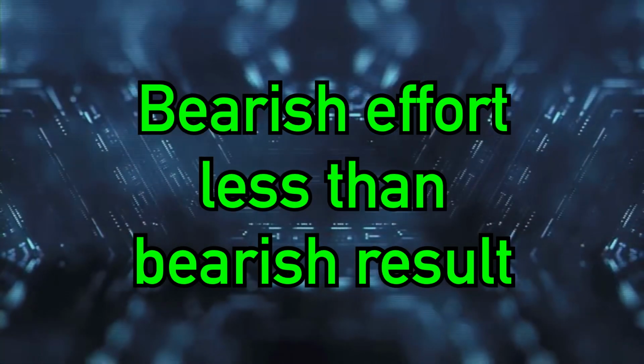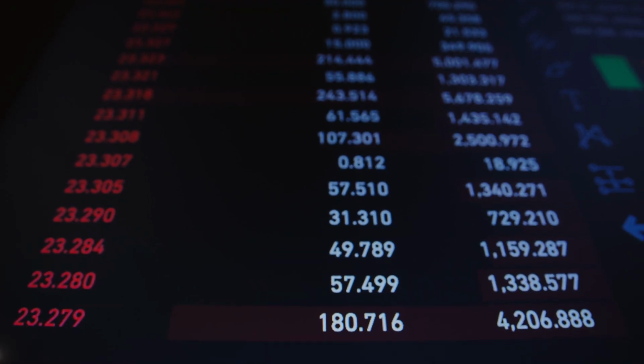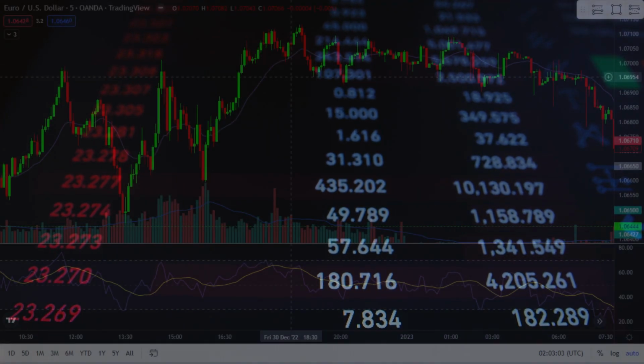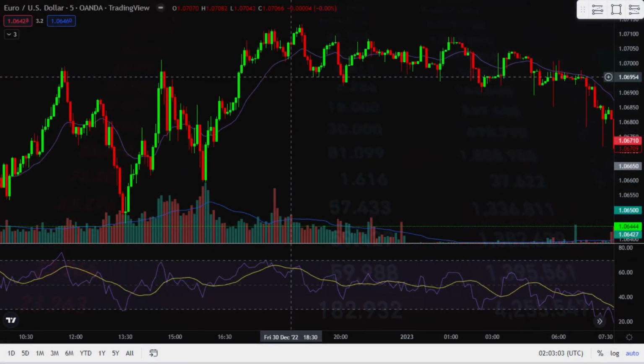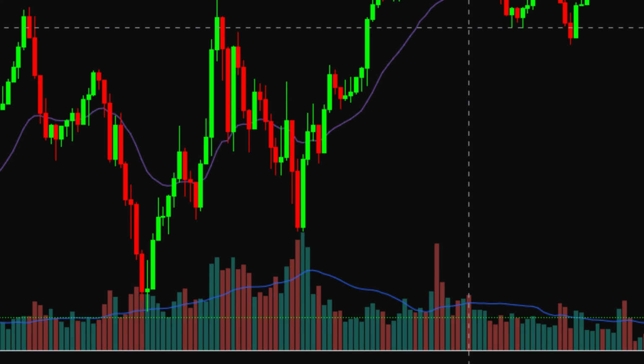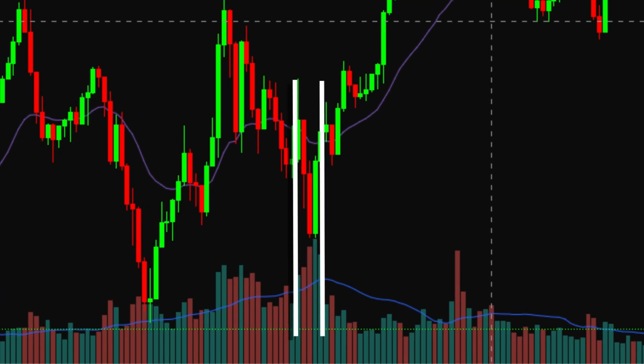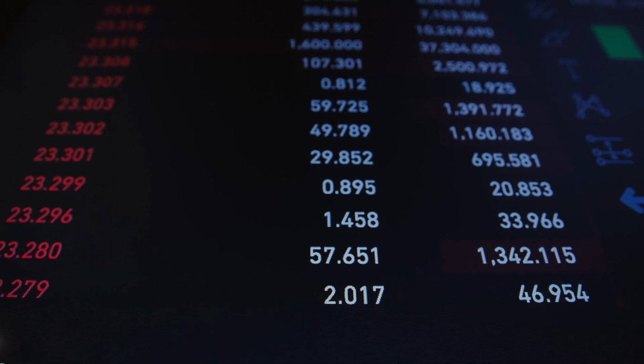Bearish effort less than bearish result. The spread is larger than the previous candle spread, but its volume is actually lower than the previous candle's volume. The divergence between price and volume signifies that the market will reverse to the other direction soon.